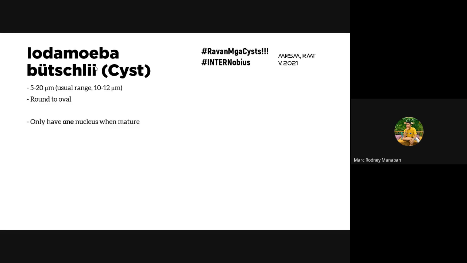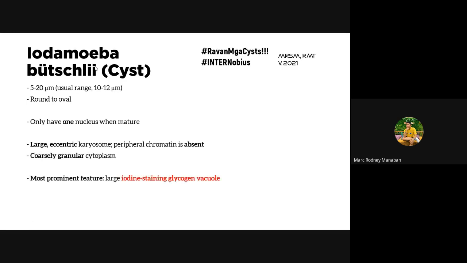Very important characteristic, usa ra ka nucleus when mature. Okay, one nucleus ra gid siya. And large eccentric caryosome. Peripheral chromatin is absent. Quite same pod sa imuhang Endolimax nana. Okay, pero eccentric yung caryosome, dili blot-like. And coarsely granular sa cytoplasm. And very important feature sa cyst is the presence of a large iodine staining glycogen vacuole.